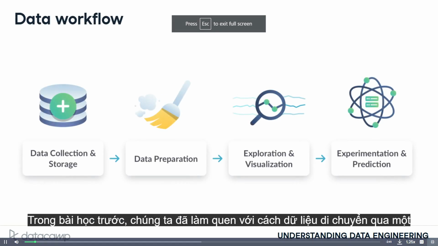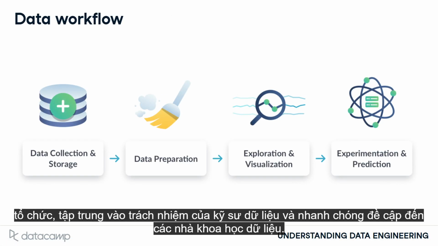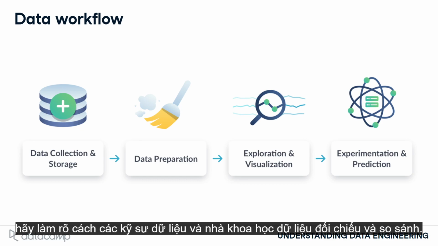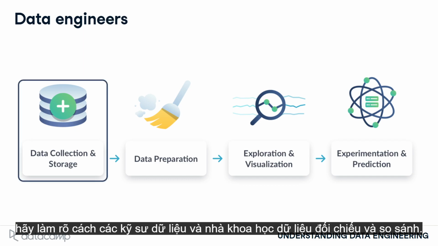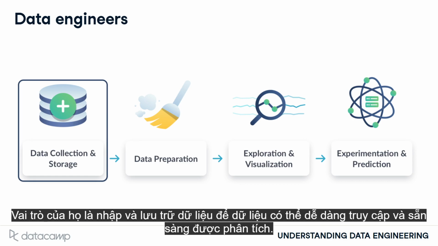In the previous lesson, we got acquainted with how the data flows through an organization, focused on the data engineer's responsibilities, and quickly mentioned data scientists. To prevent the confusion and assumptions that come with buzzwords, let's clarify how data engineers and data scientists contrast and compare. You already know that data engineers focus on the first part of the workflow. Their role is to ingest and store the data so it's easily accessible and ready to be analyzed.